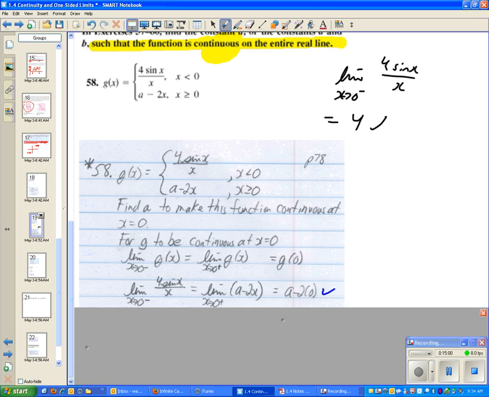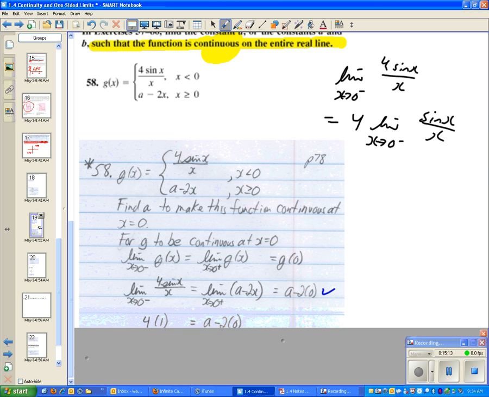So I can turn that into 4 times the limit as x approaches 0 from the left of the sine of x over x. And what does our theorem say? The limit of sine of x over x as x approaches 0 equals 1. So I can turn that into 4 times 1 pretty quickly. Okay?